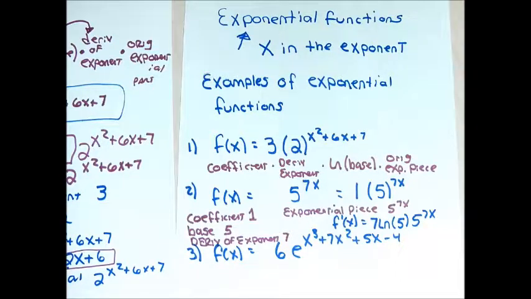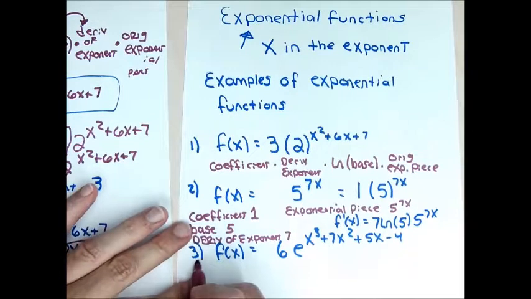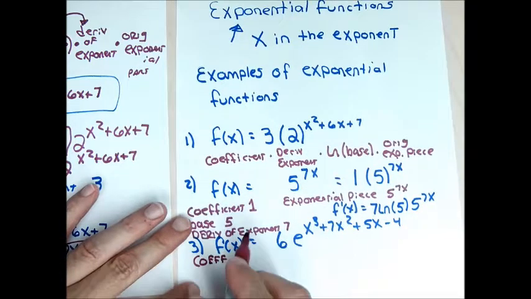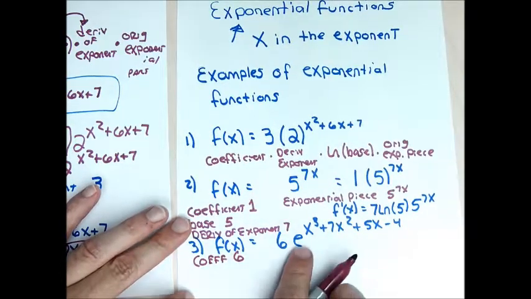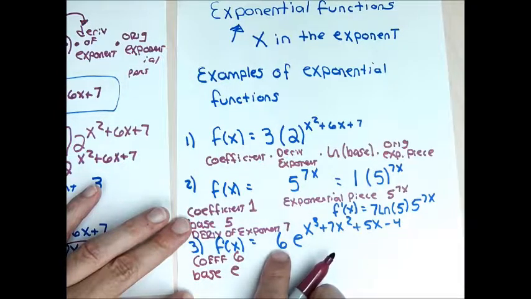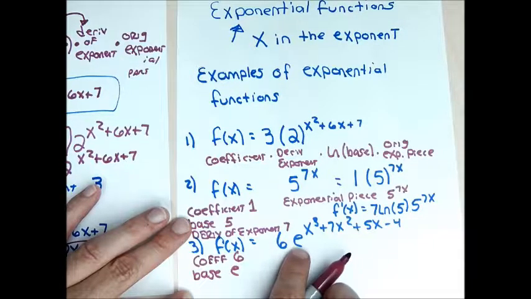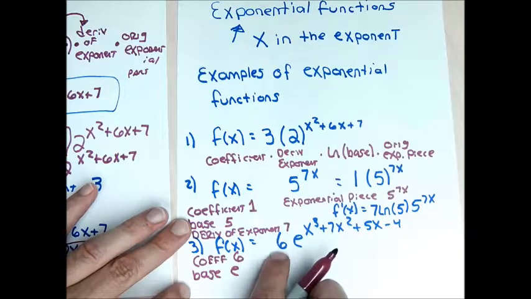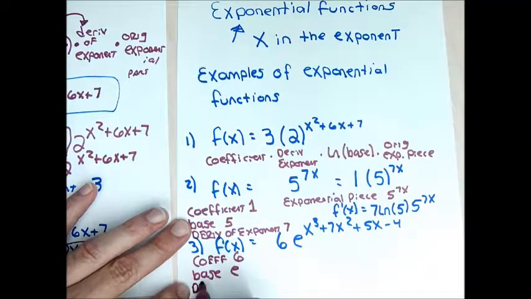For this problem 3 that I wrote down, if I wanted to find its derivative, I need to know the pieces. The coefficient is this number 6. The base is e. Notice I didn't put a parentheses here. The times is implied. And because the 6 isn't included in a parentheses that's attached to the e, the 6 is not considered part of the base. It's considered the coefficient. So I need the coefficient, the base, the derivative of the exponent.